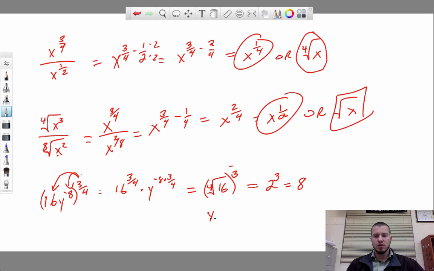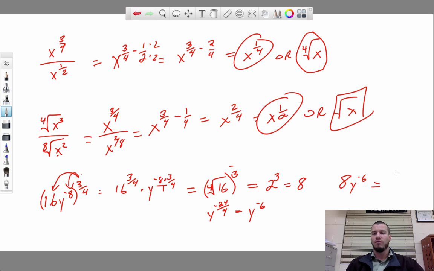And then I'm going to do the y part, and I have y raised to the, when I multiply these together, that becomes negative 24/4, which is equal to y raised to the negative 6th. So I get 8 times y raised to the negative 6th. And now I have a negative exponent.